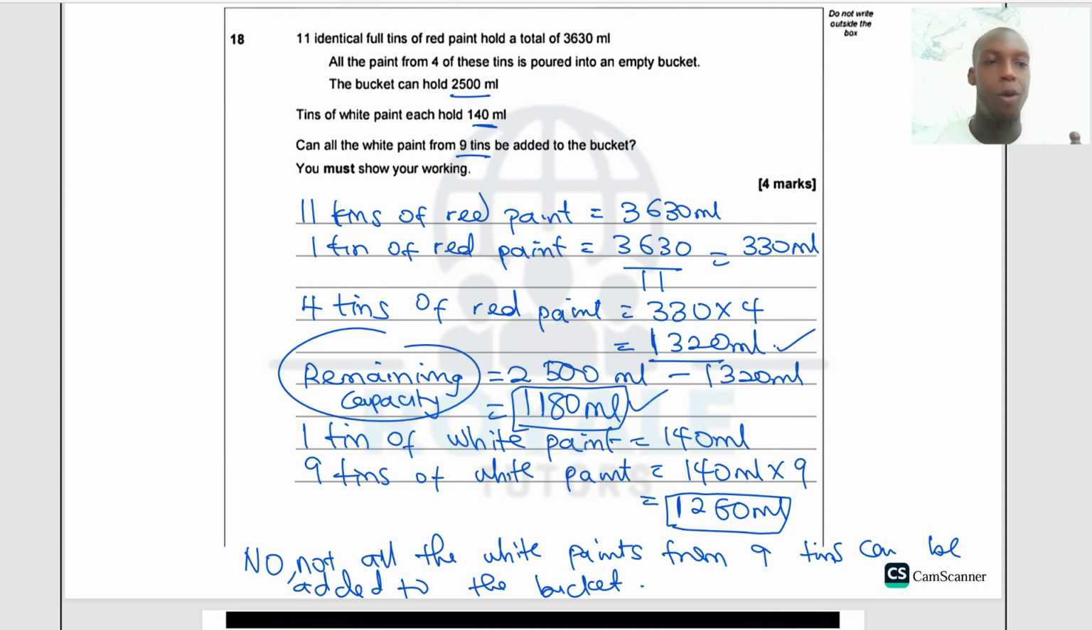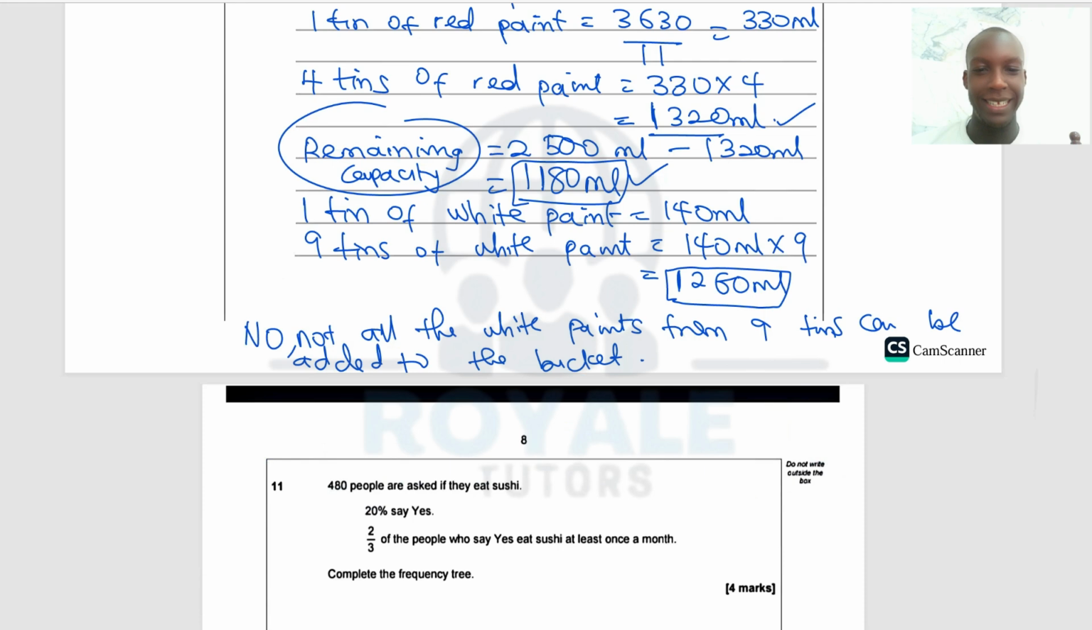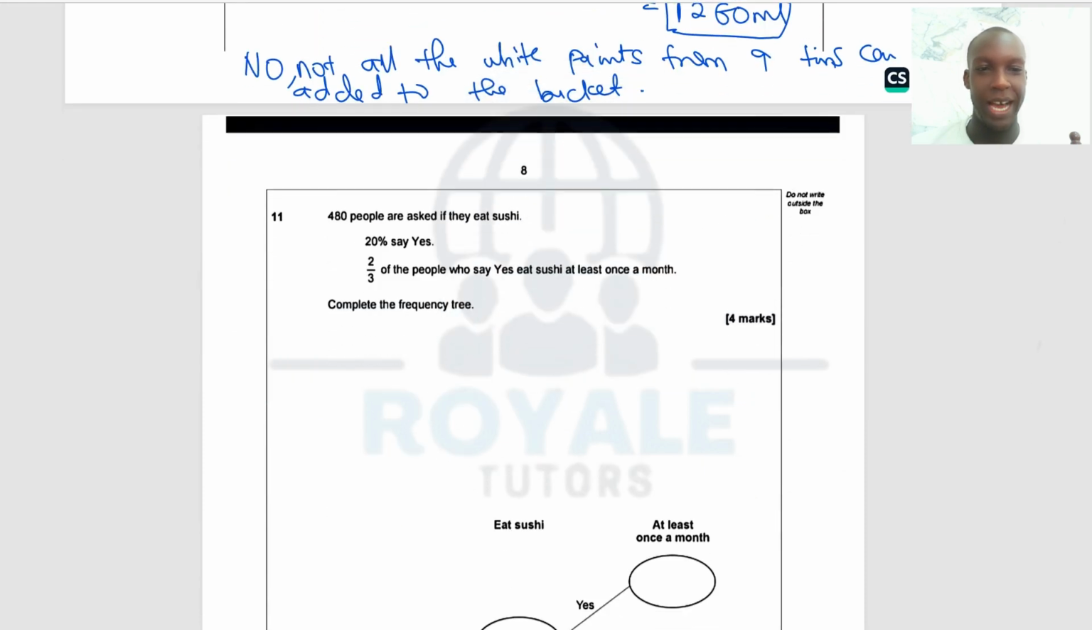So 140 multiplied by 9 is going to be 1,260, and that will be too much for the remaining capacity that we have. I hope that is clear. Right, so let's move straight into the next question that we have.